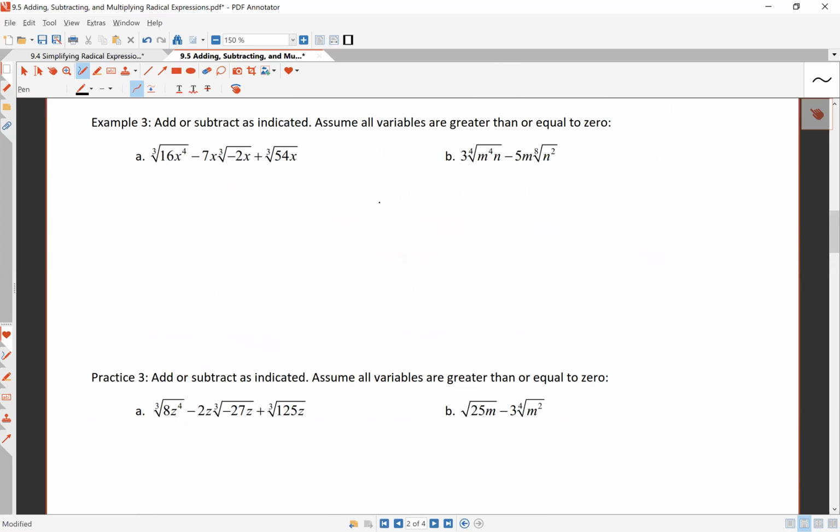Example 3. Add or subtract as indicated, assume all variables are greater than or equal to 0. So we're doing the same thing here, but we have higher roots. Cube root of 16x to the fourth. Cube root of 16, that's 8 times 2. And the cube root of 8 is 2. Cube root of x to the fourth. 4 divided by 3 is 1, and 1x stays under.